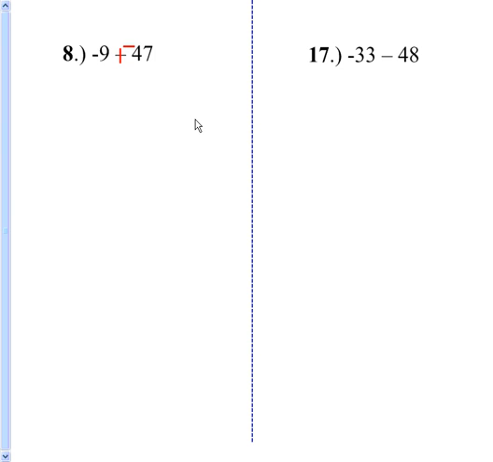So subtracting a positive is the same thing as adding a negative. And we don't change this first number over here. It's still negative 9. So negative 9 plus negative 47. As we saw in the second video, it's just like adding. So we have negative 9, and we're going to add more negatives to that. We're going to add negative 47.